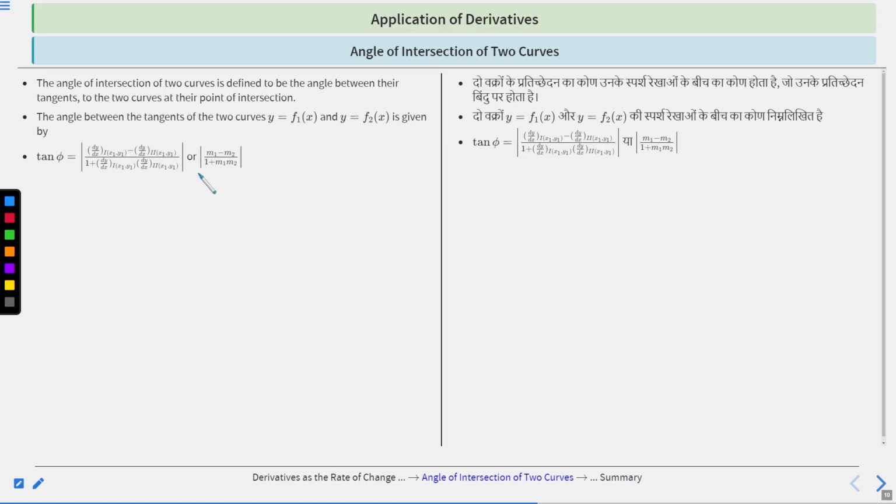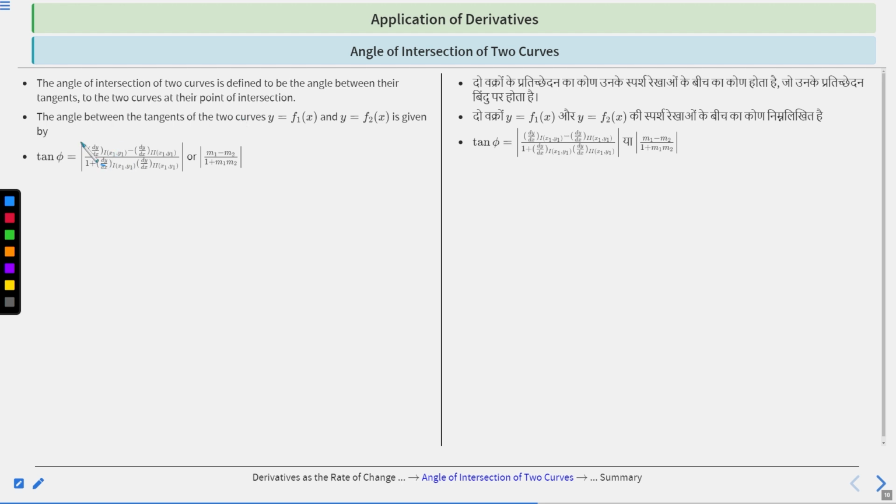Next one is the angle of intersection of two curves. The angle of intersection of two curves is defined to be the angle between their tangents. Clear? Simple thing. The angle between the tangents to the curves at the point of intersection. So the angle between two curves is nothing but the angle between the tangents at the point of intersection.